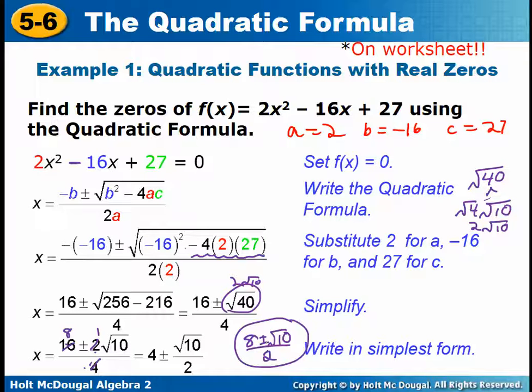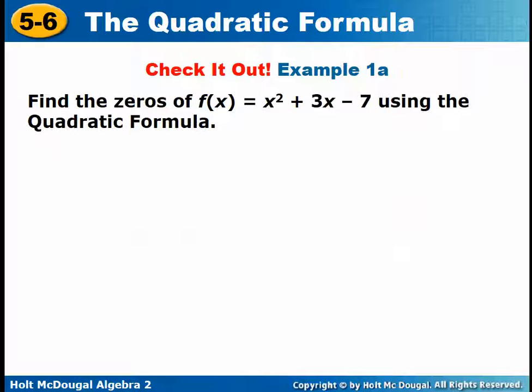Now it's plus or minus, so there's two answers. One of them would be 8 plus the square root of 10 over 2. The other one would be 8 minus the square root of 10 all over 2. Or 4 plus the square root of 10 over 2, or 4 minus the square root of 10 over 2. So there's really two answers.